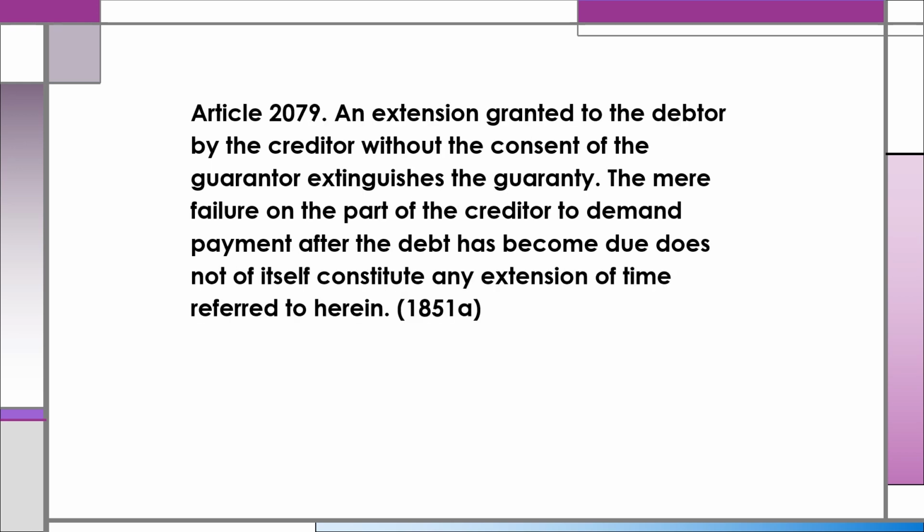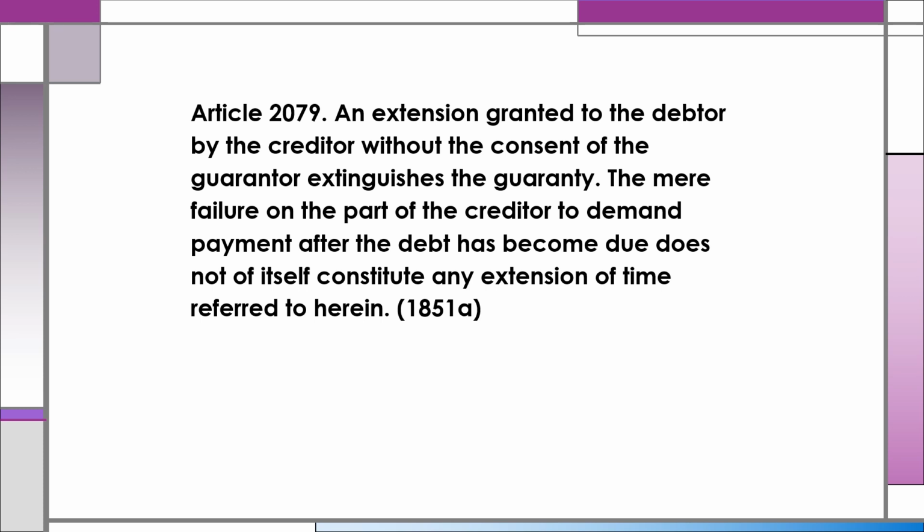Article 2079. An extension granted to the debtor by the creditor without the consent of the guarantor extinguishes the guarantee. The mere failure on the part of the creditor to demand payment after the debt has become due does not of itself constitute any extension of time referred to herein. So this is another way for the guarantor to get out of the contract of guarantee if the creditor gives an extension of time to the debtor.